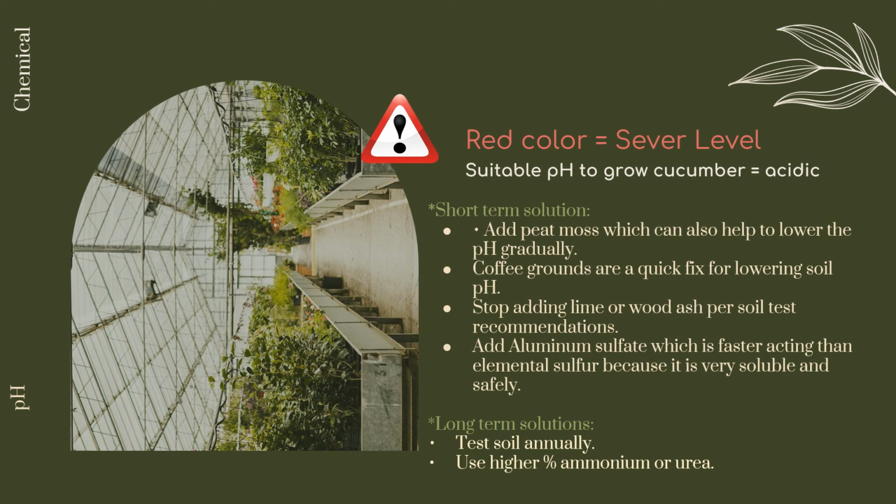The short-term solution, we add many different plants. We add peat moss and coffee ground to lower the pH gradually, and we stop adding lime or wood ash, and we add aluminum sulfate, which is faster acting than the elemental sulfur because it is very soluble and safe. The long-term solution, we test the soil annually and we use a higher amount of ammonium and urea.